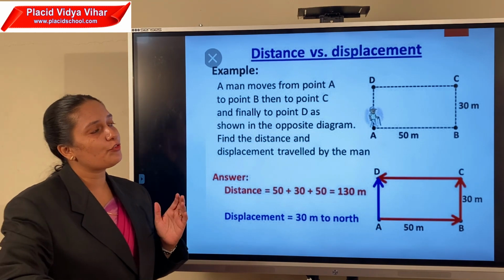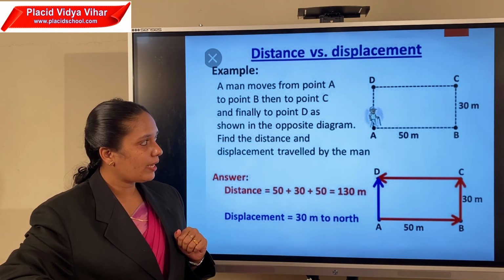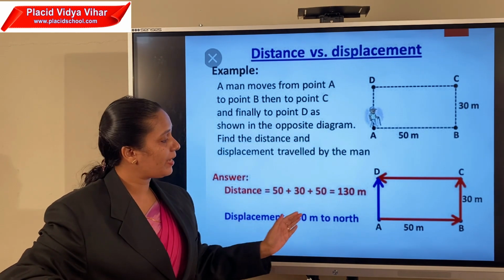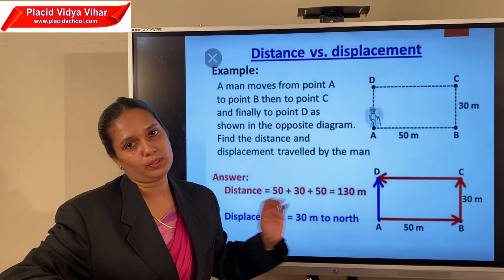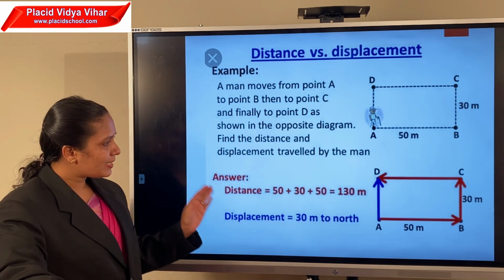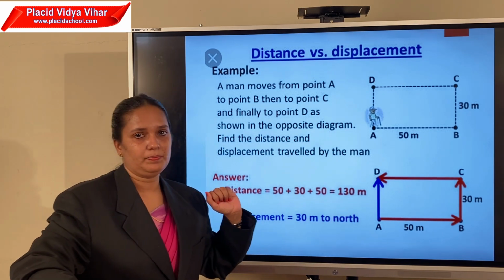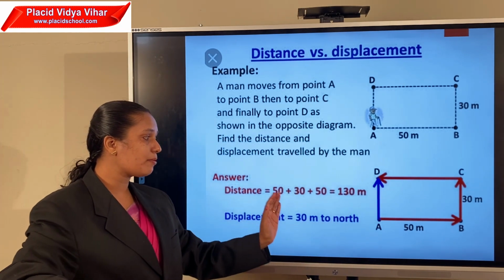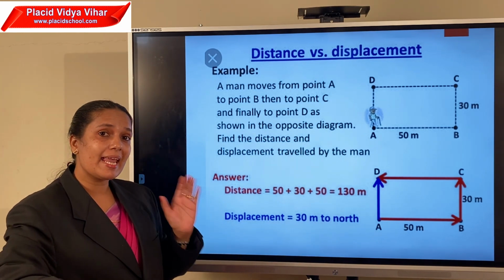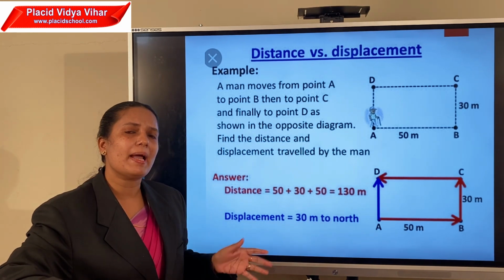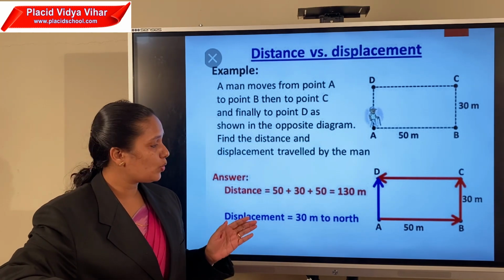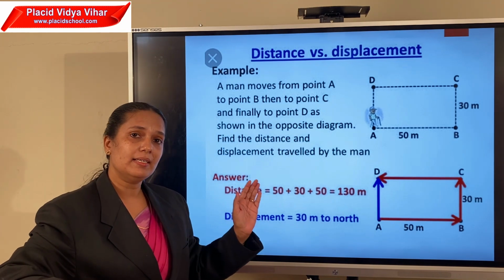Then what is the direction of motion of the object? Here from A to D. In another way we can say it is to north. So here you can see distance is 130 meter. Then displacement is 30 meter to north. So here distance is a scalar quantity because it has only magnitude. But displacement is a vector quantity because it has both magnitude and a direction.